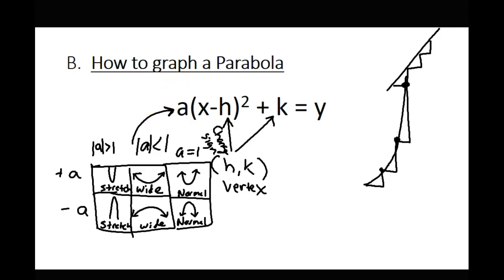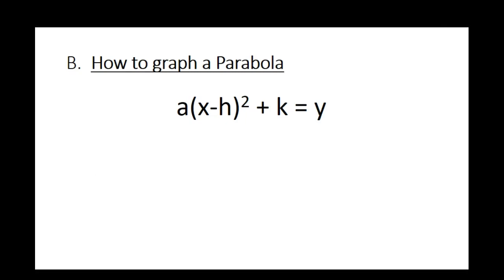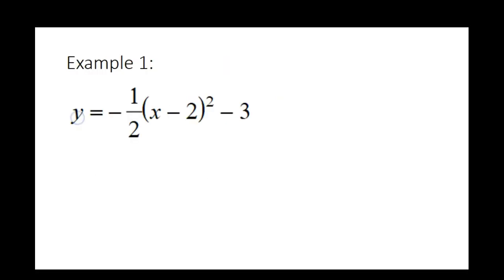We're going to get our vertex, and then we're going to look at the transformations that the A creates for us. And then from there, we should be able to just sketch a rough picture of what it looks like. Okay, and that's it. It's not going to be a very precise picture. And like I said, you can always get more precise pictures by just picking numbers to plug in and getting them. Okay. So let's go ahead and start here. Go ahead and write down example 1, please.